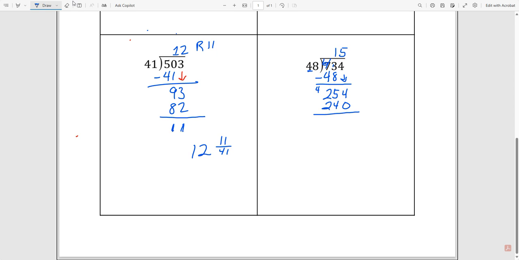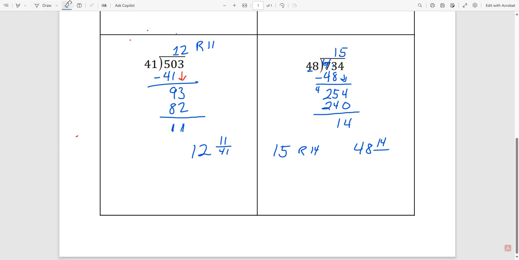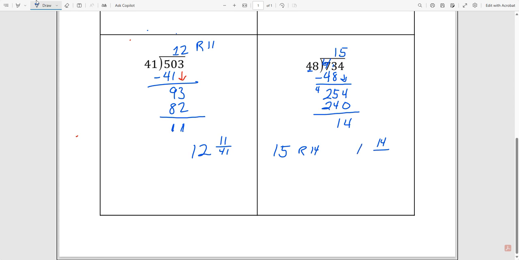All right, now we can subtract. 4 minus 0 is 4, and 5 minus 4 is 1, so that's 14. And so now we have an answer of 15. I'll write it right here, with a remainder of 14. And if your teacher or instructor wants you to write this as a mixed number, we have 15 and 14 over 48.